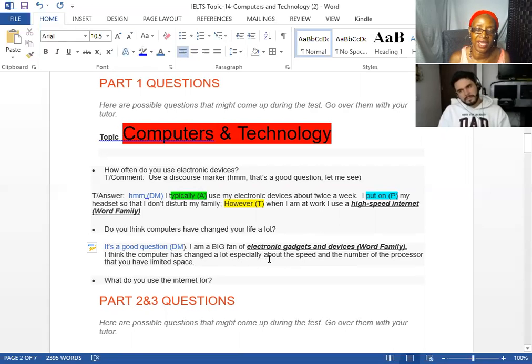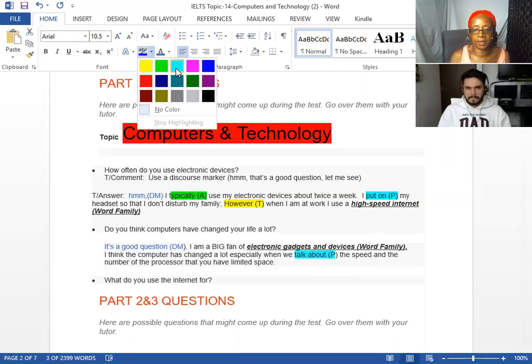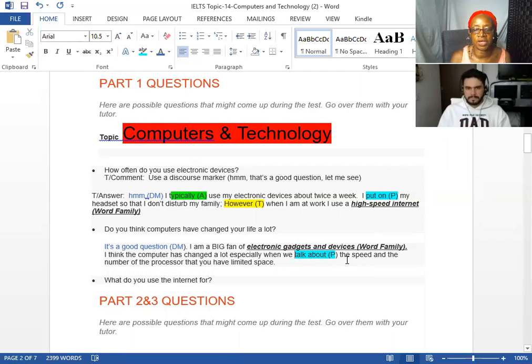See, here you could have a phrasal verb: talk about, read about. Especially when we talk about. Okay, that could be your phrasal verb. Talk about. Are you with me? Yes, I am with you. It has changed a lot, especially when we talk about the speed and the number of the processor.